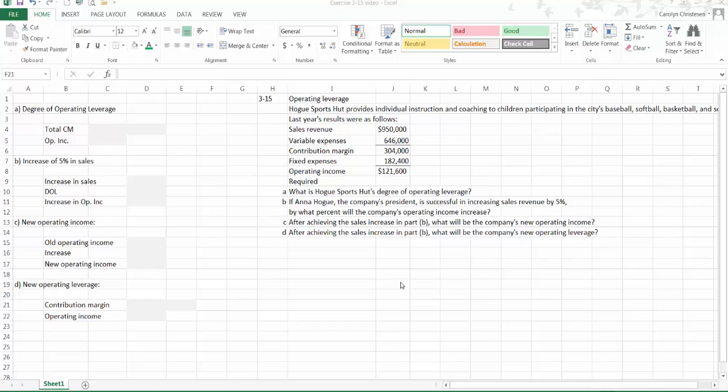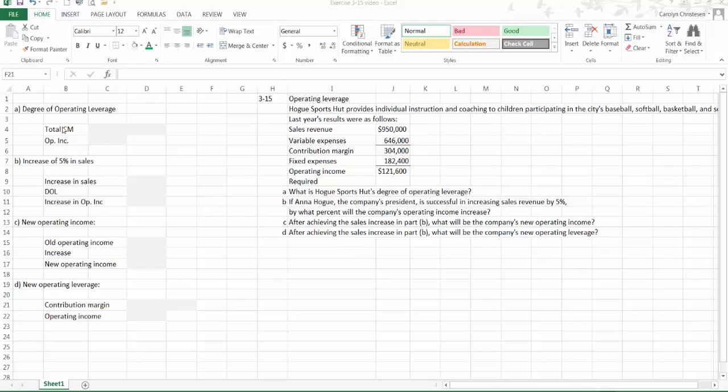Today we are going to review the calculation and application of the degree of operating leverage using exercise 315, which has been replicated here. Okay, so we have a contribution margin income statement for Hogue Sports Hut, and they want us to answer these questions. First, what is Hogue Sport Hut's degree of operating leverage?